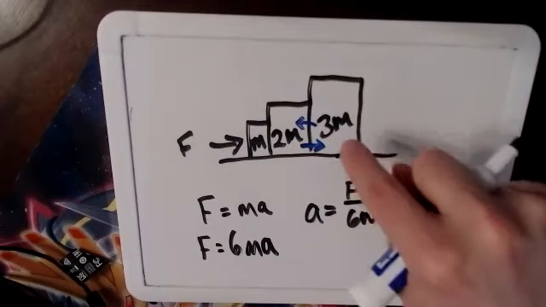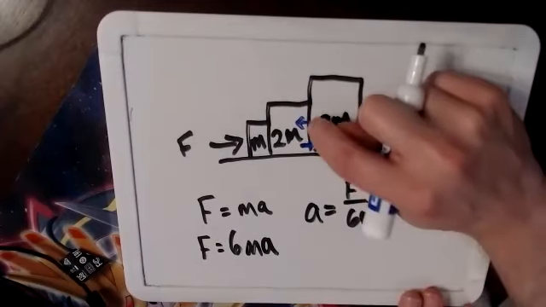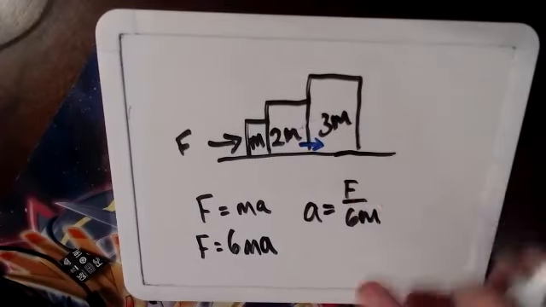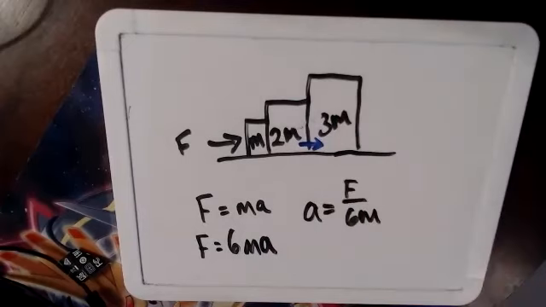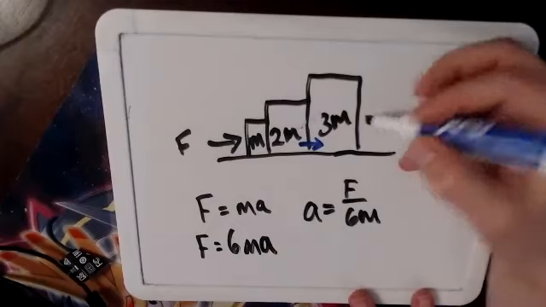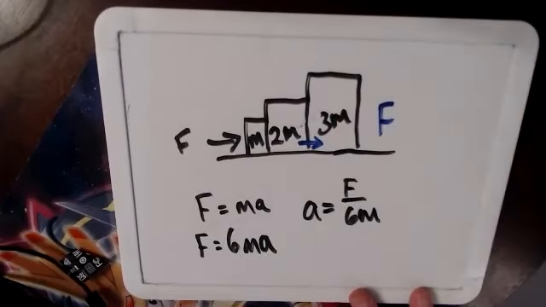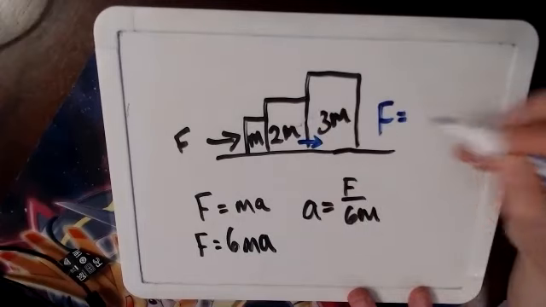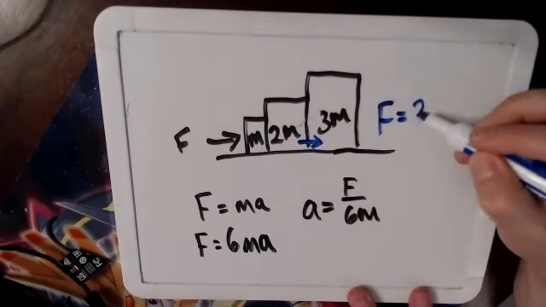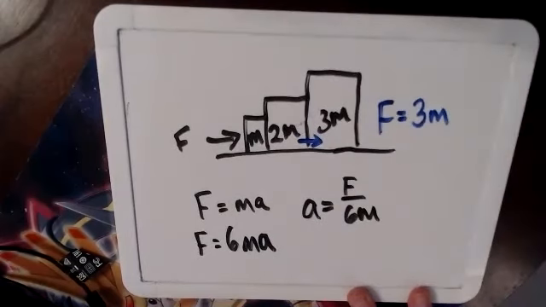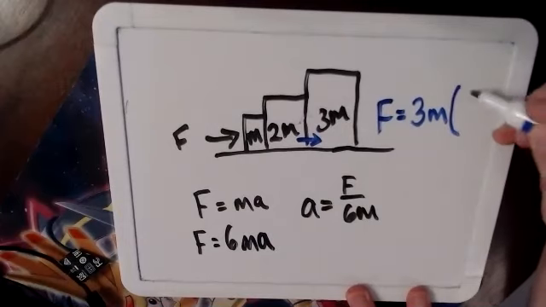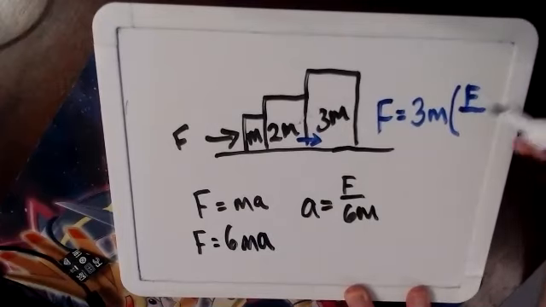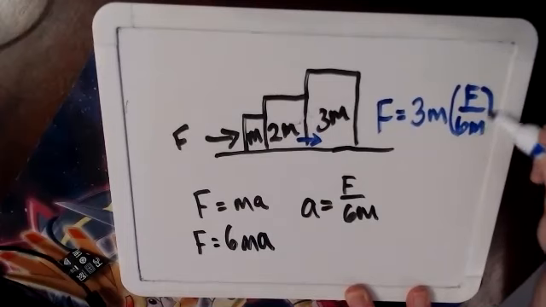So let's just say I want to know the amount of force acting on the 3m block. Well, the force that is acting on the 3m block is the force coming from 2m. That's the one in contact with it. So then I would say, what could I do? Well, I know that the force is what I'm looking for. I know the mass of that block is equal to 3m. And I know the acceleration of that block is right here.